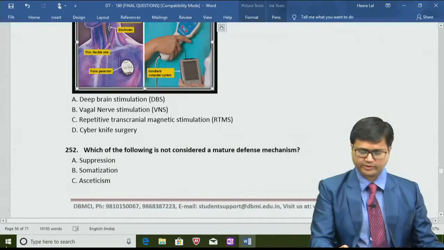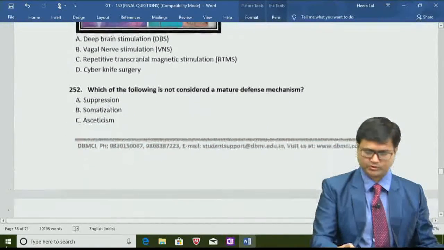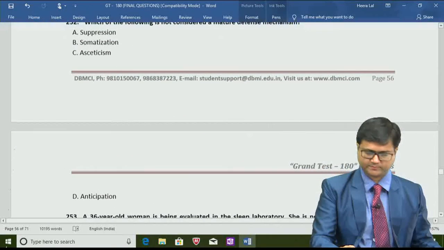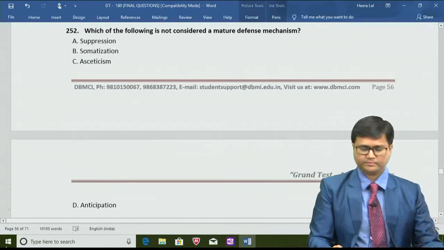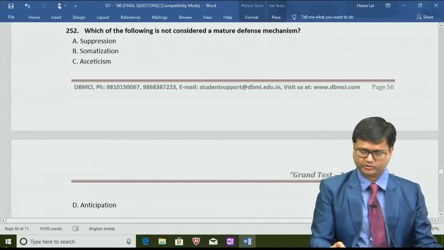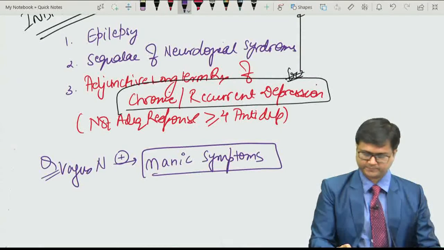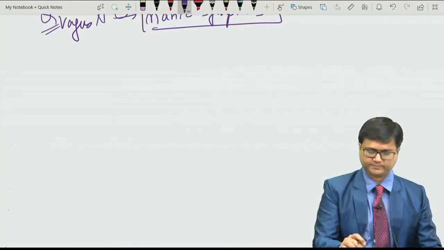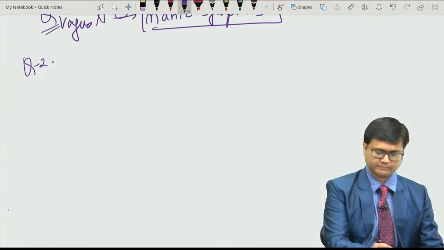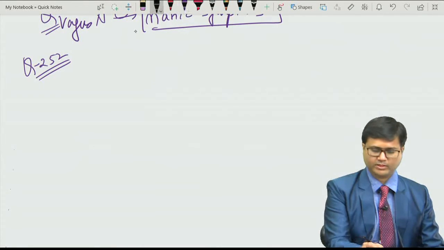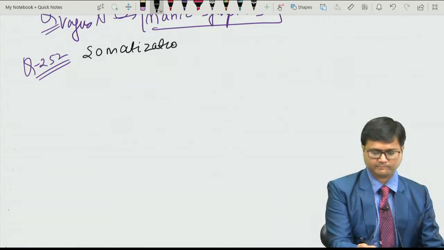Now, which of the following is not considered a mature defense mechanism? So the correct answer to this is option B, that is somatization. So let us discuss about the defense mechanisms. So the answer is somatization.